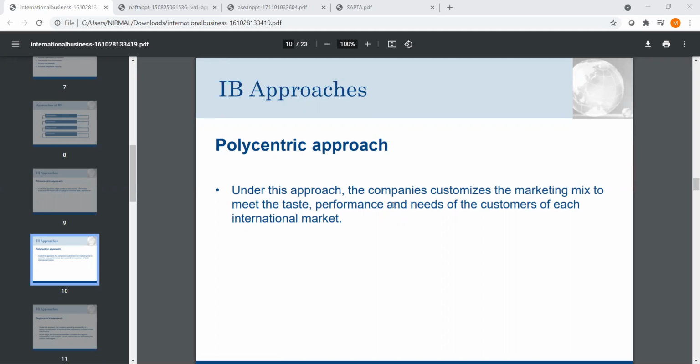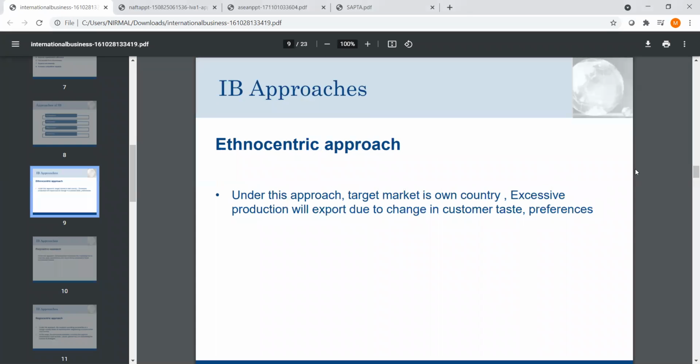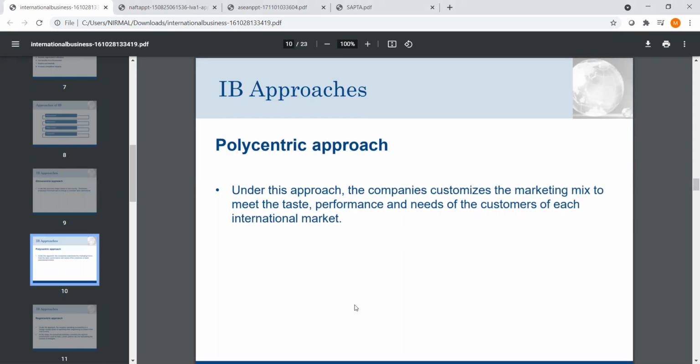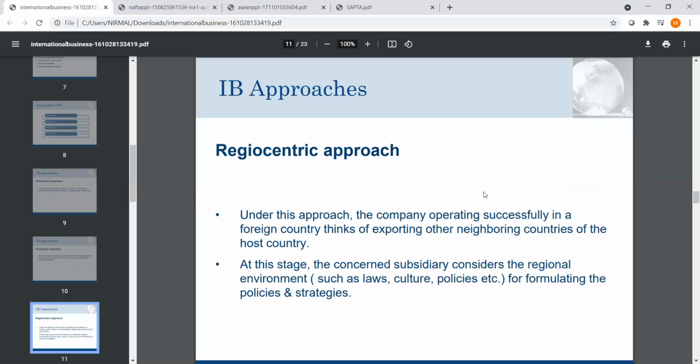So kindly note it down. What do you mean by ethnocentric approach and polycentric approach? Ethnocentric approach: target market its own country, excessive production will be exported due to change in customer taste and preference. Polycentric approach: customizes the marketing mix.